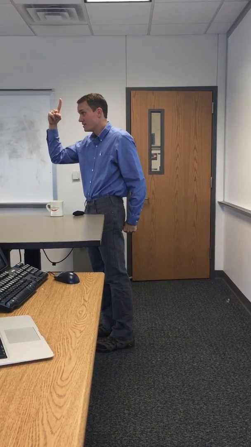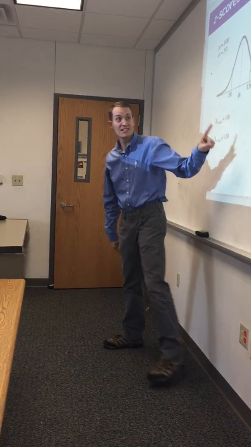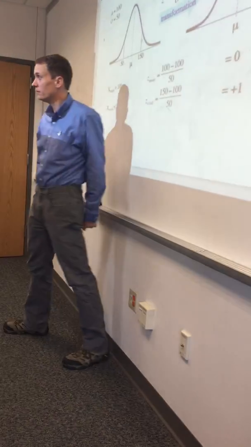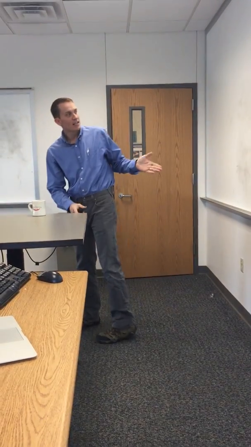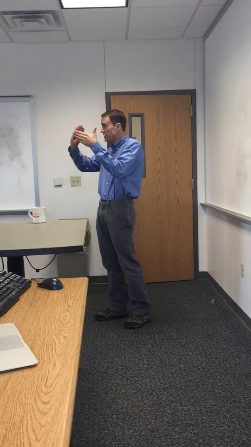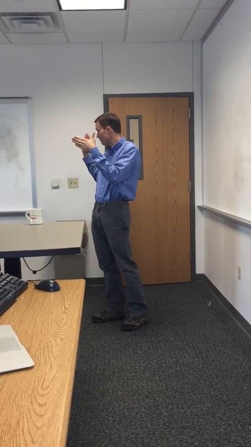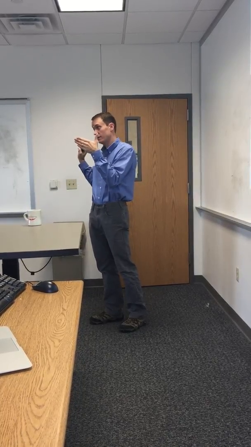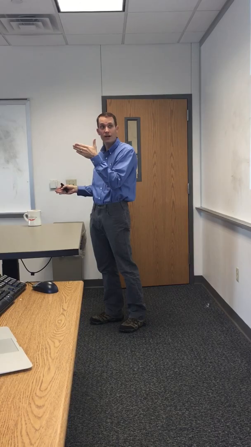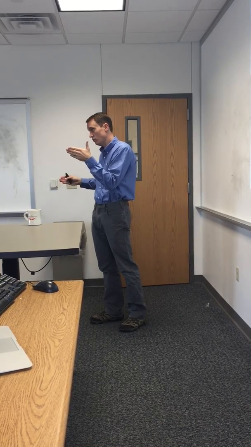Exactly 1, right? So that means that 150 has a z-score of +1. You can do the exact same thing with 50. 50 is going to be 50 units to the left. Well, each standard deviation is 50 units. So over here to the left, you've got a z-score now of -1.